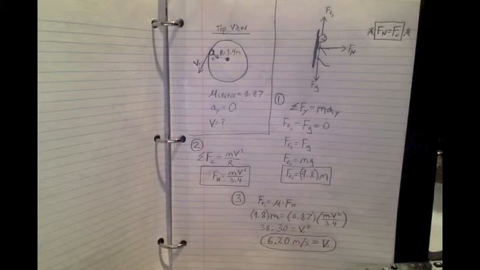Since the person is not moving up or down, you know that there's no acceleration on the y-axis, so I wrote down here that there's zero acceleration on the y-axis, and we're looking for the minimum velocity. So now we draw out our free body diagram, which in this case you want to look at the system of the person.